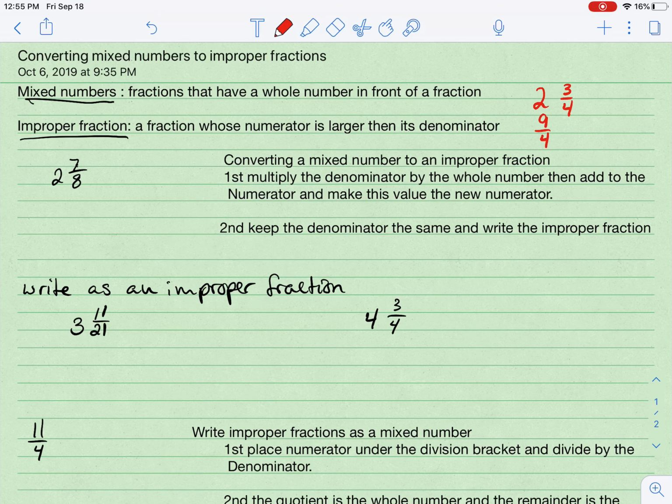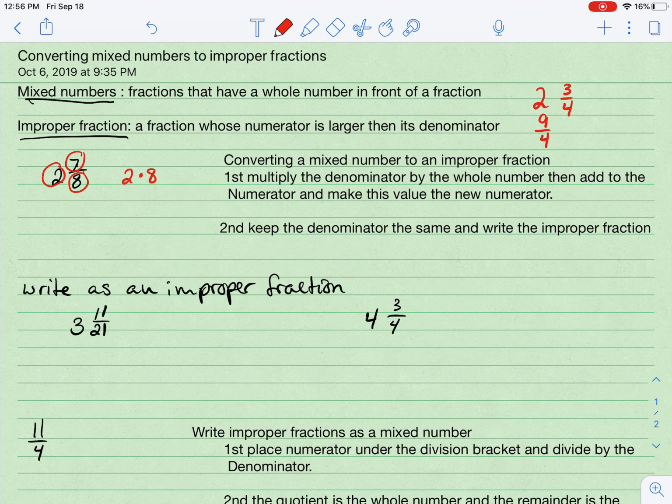So we are going to need to be able to convert from mixed numbers to improper fractions and go from improper fractions to mixed numbers. So when converting from mixed numbers to improper fractions, there are steps to follow. The first step, you're going to multiply the denominator by the whole number. So this is the whole number. The denominator is always on the bottom, the numerator is on top. So first step, we're going to take 2 times 8.